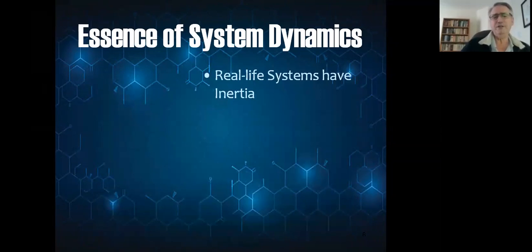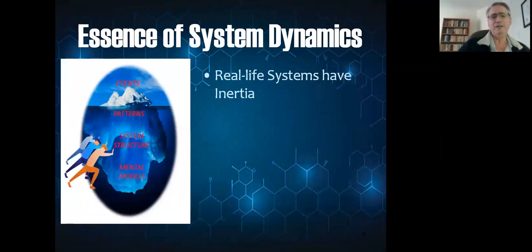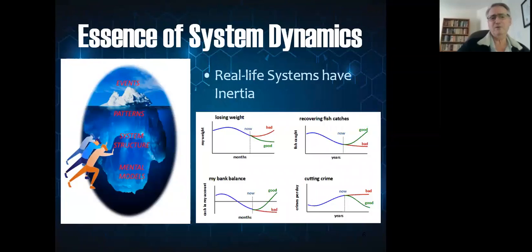Now, real-life systems have inertia, and that's a very important part of System Dynamics. So, for example, we often talk about trying to move this iceberg, of moving the system in the right direction. And the thing about the iceberg is you can see the events above the surface, whereas the patterns and the system structure and the mental models are below the surface and not necessarily visible. However, if you want to move the system, you have to move the whole iceberg. And so these people are pushing on this huge iceberg to try to get the system to move.